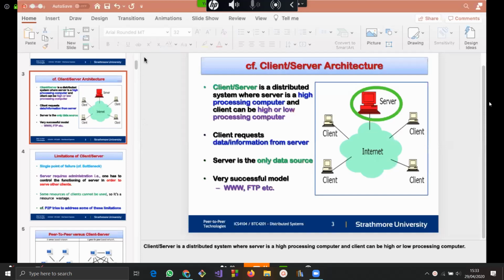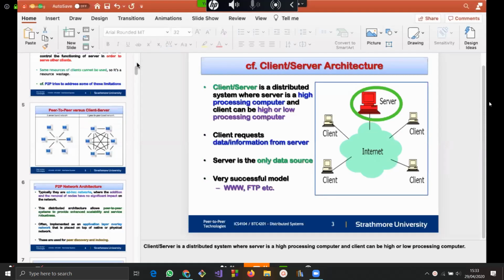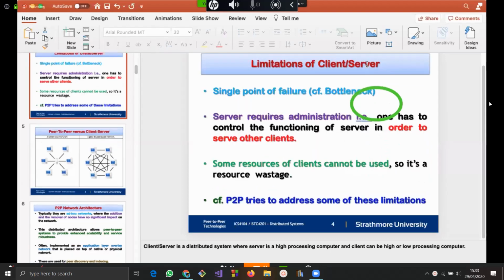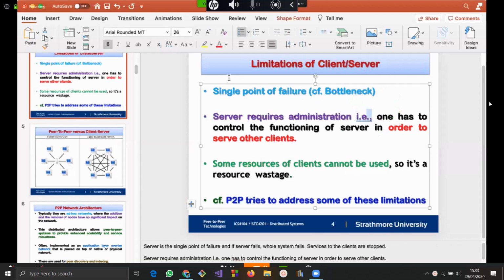And therefore, we need a scenario where we do not have, or we minimize, single point of failure. Which basically might require that the server will require administration. And this one here means that it can ensure that the other client's function is not a bottleneck.